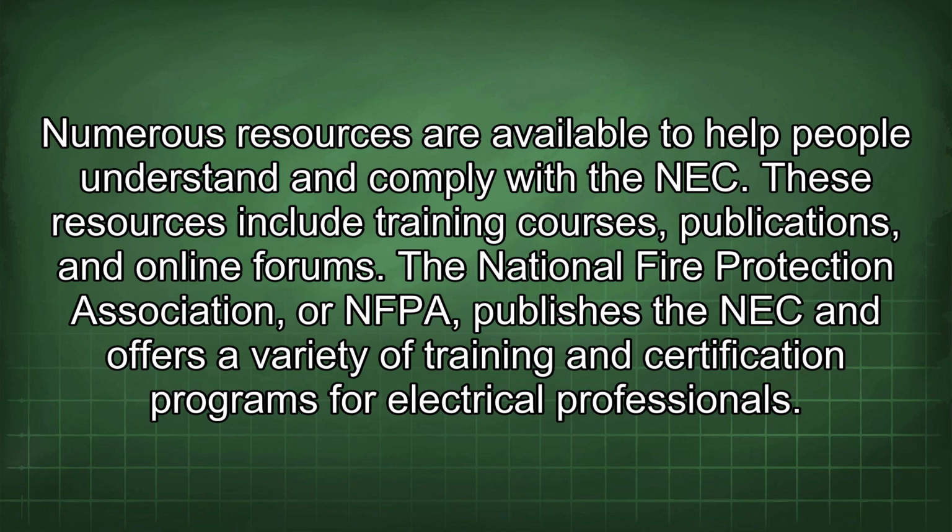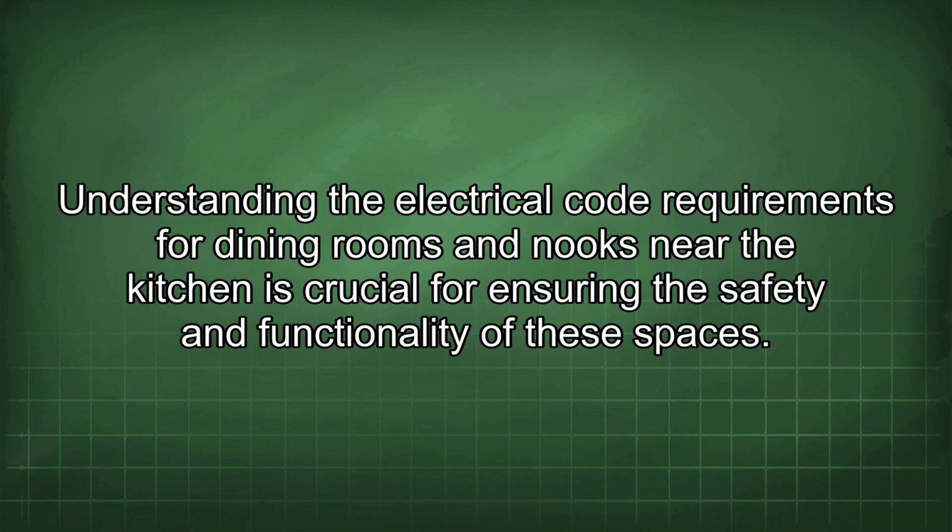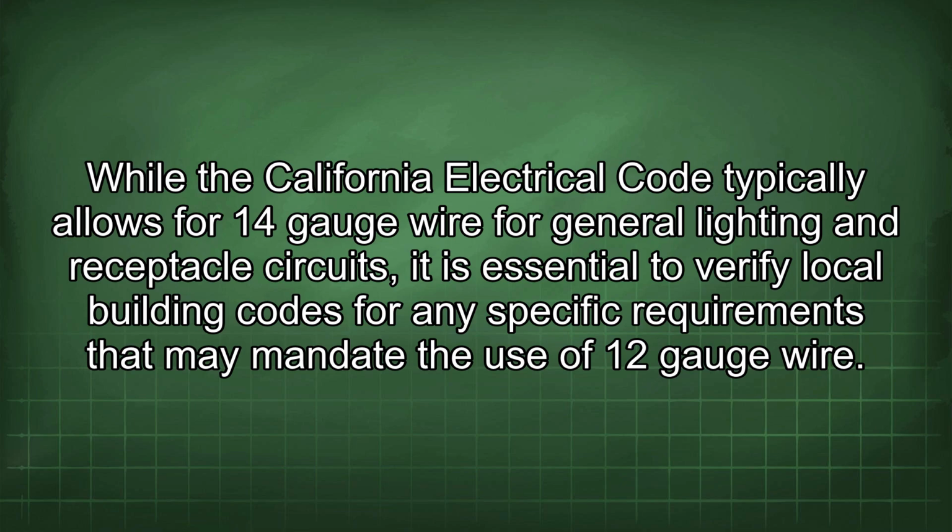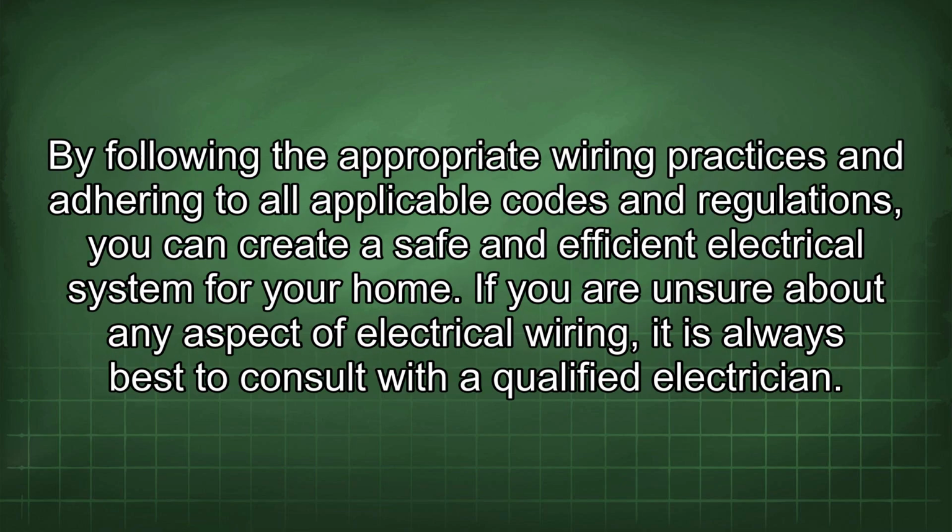Understanding the electrical code requirements for dining rooms and nooks near the kitchen is crucial for ensuring the safety and functionality of these spaces. While the California Electrical Code typically allows for 14-gauge wire for general lighting and receptacle circuits, it is essential to verify local building codes for any specific requirements that may mandate the use of 12-gauge wire. By following the appropriate wiring practices and adhering to all applicable codes and regulations, you can create a safe and efficient electrical system for your home.